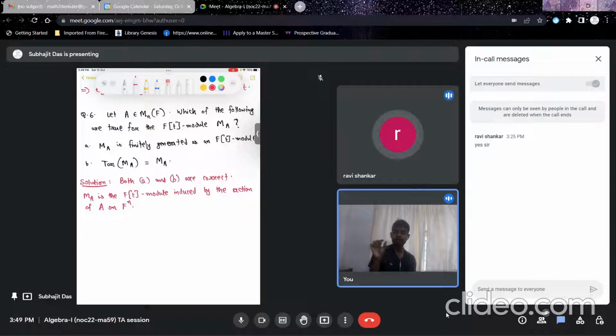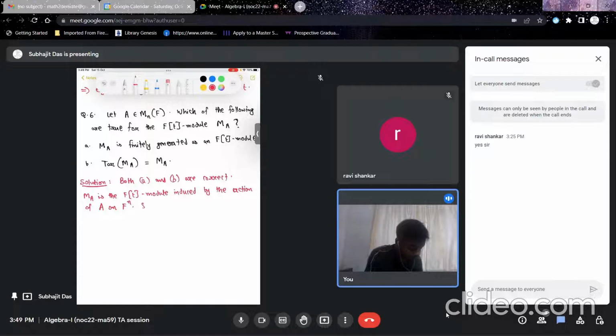So you take t, what is t dot some vector in Fn? It's just A, the matrix A applied on that vector, right? And then you extend it to all the polynomials. This is what your MA is. So MA is the F[t] module induced by the action of A on Fn, right?